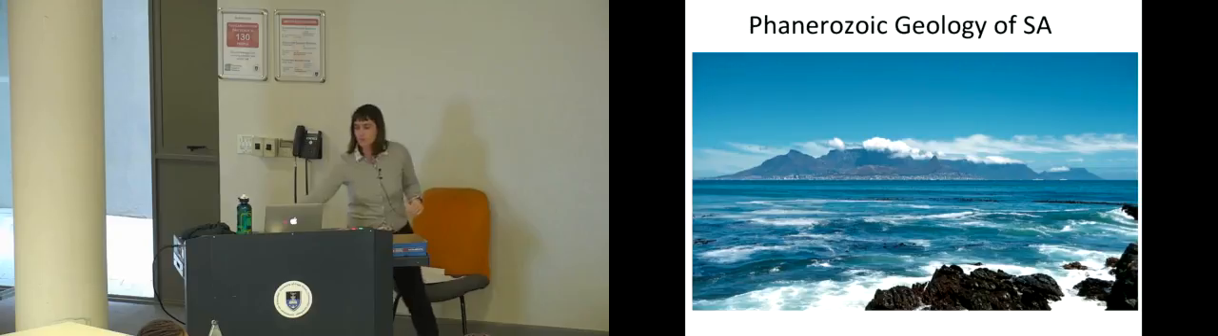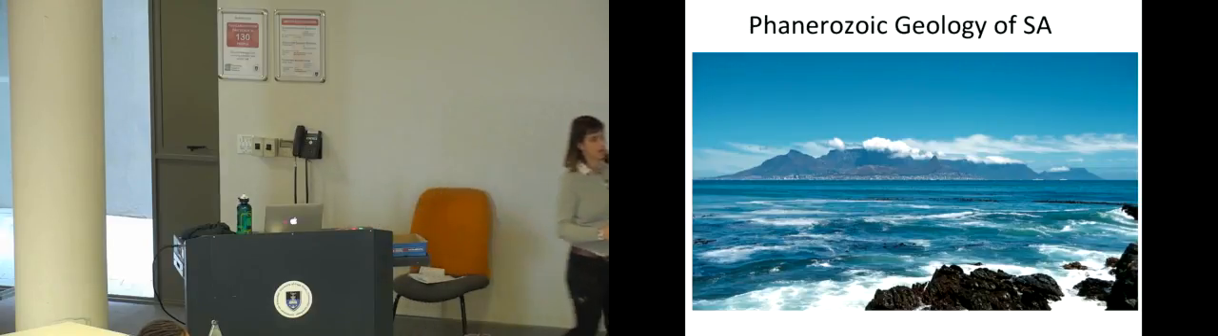So what we're going to do from now is look at the Phanerozoic geology of South Africa. We're going to leave this Archean Proterozoic world behind and look at the Phanerozoic of South Africa. Some of the most iconic rocks of the Phanerozoic are the Table Mountain group, famously exposed in Cape Town. I'm not going to start this today. We'll pick this up next week.